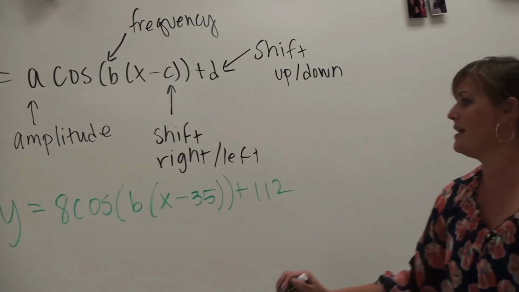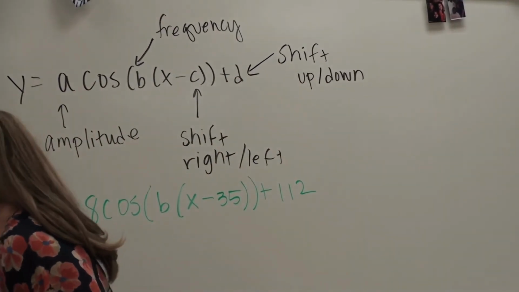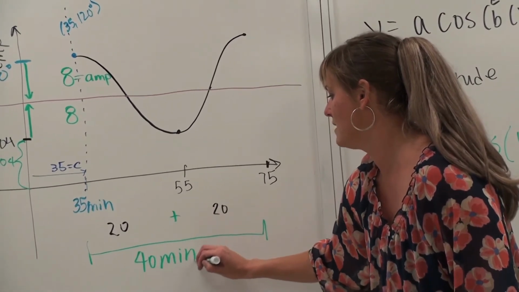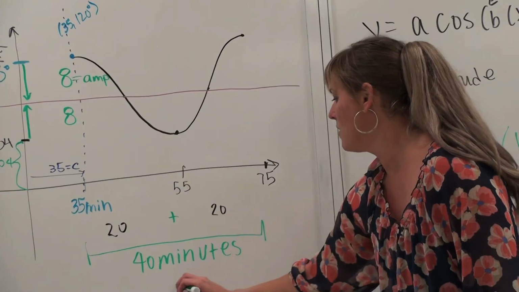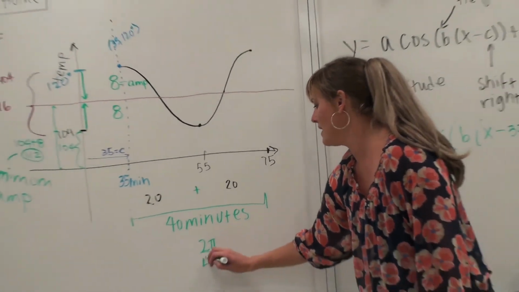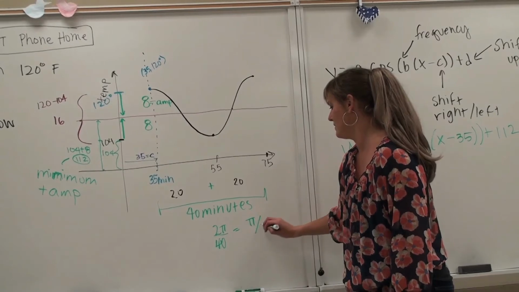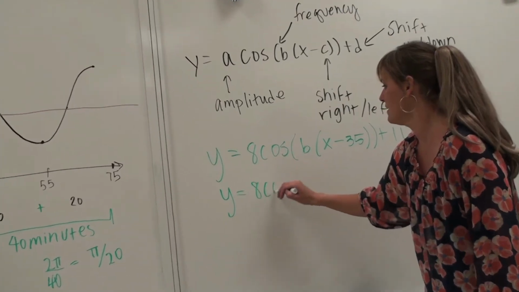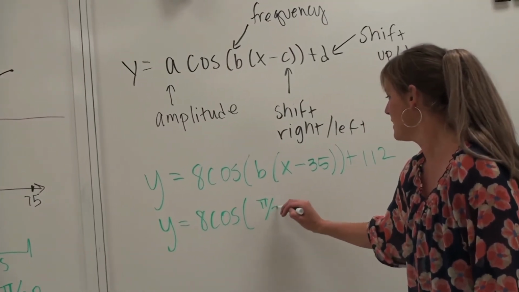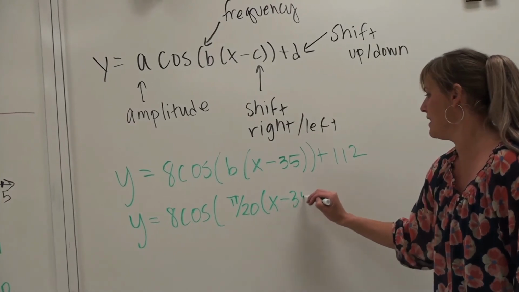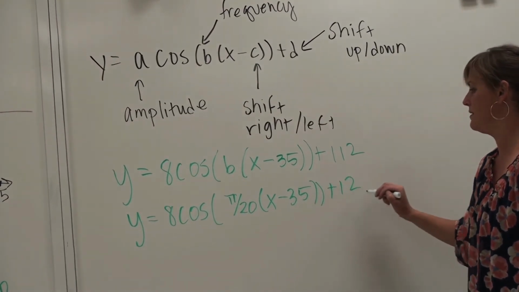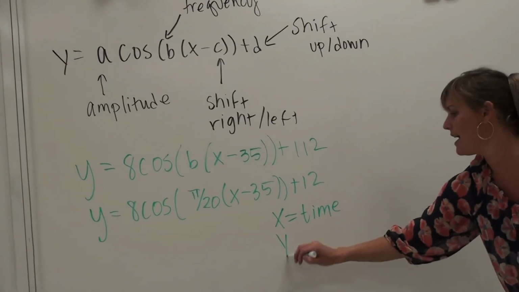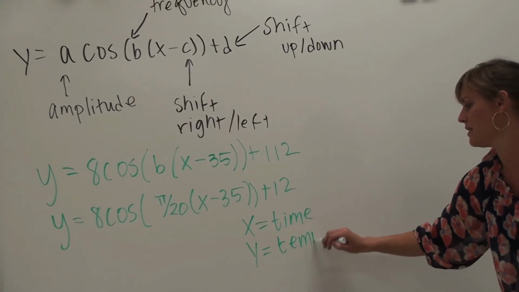And then to find b, my period here is how long? 20 plus 20, so my period is 40 minutes. So my b value is just going to be 2 pi over 40, which is really pi over 20. So here would be ET's body heat equation. 8 cosine pi over 20 times x minus 35 plus 112. So now remember here that x stands for time and y stands for ET's body temperature.